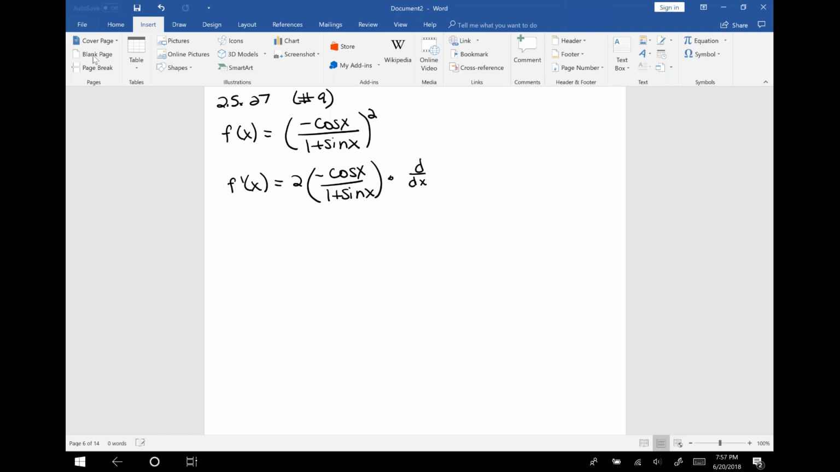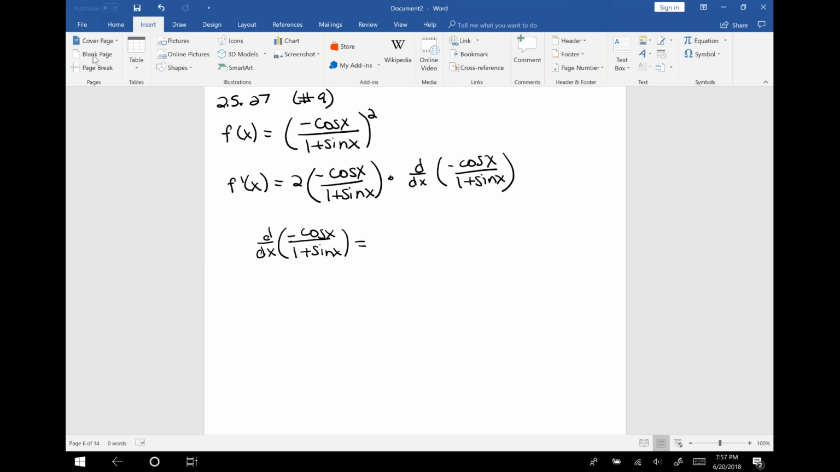And I'm just going to use different notation here. d dx just means the derivative of negative cosine of x divided by 1 plus sine of x. Right, then we end up in that same position where we were before, where we have to take a derivative of a quotient. So we really need to use the quotient rule. And again, do this one off to the side. d dx of negative cosine of x divided by 1 plus sine of x.